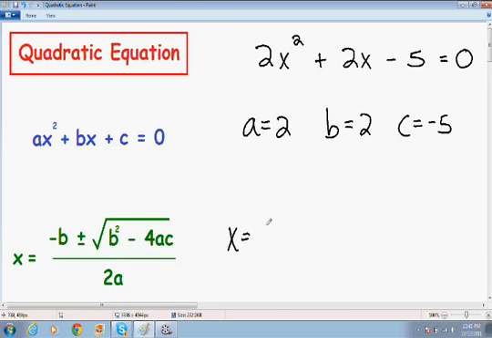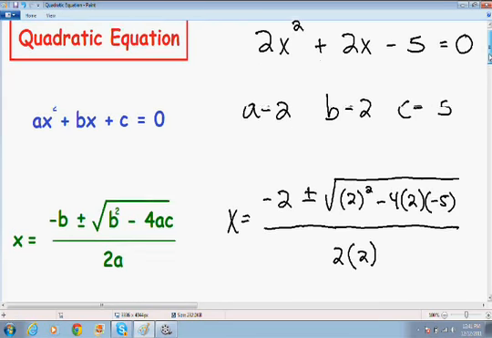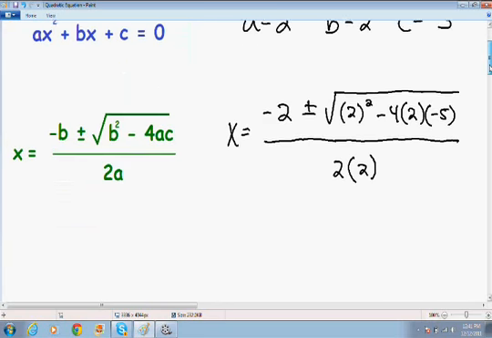So we have x is equal to -b. Our b is 2, so -b would be -2, plus or minus the square root of b squared, which is 2 squared, minus 4 times a, which is 2, multiplied by c, which is -5. And all of this is divided by 2a, and once again our a is 2. So now the only thing we have to do to solve this problem is to simplify this as much as possible.